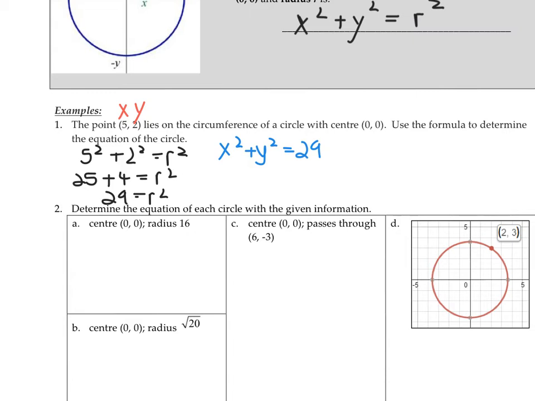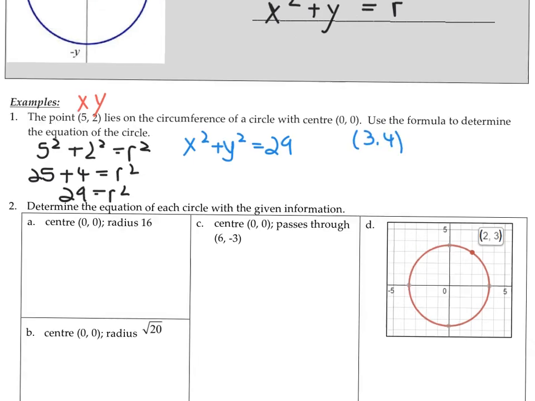Now I want to do a little side note. If I have the point 3, 4, let's say, if I want to know if this point is inside, outside, or on the circle, I'm going to apply that exact same formula. I'm pretty much going to ask myself, what's the equation of a circle that has the point 3, 4 on it? And then I'm going to compare that radius squared with this 29 and see if it's larger, if it's smaller, or if it's the exact same.